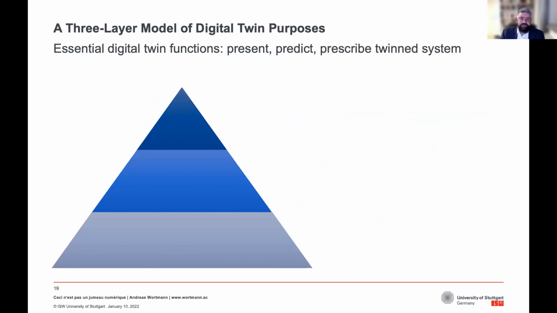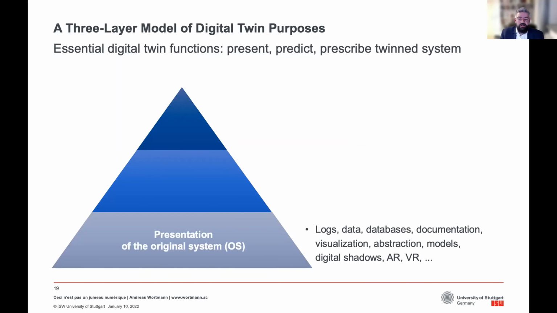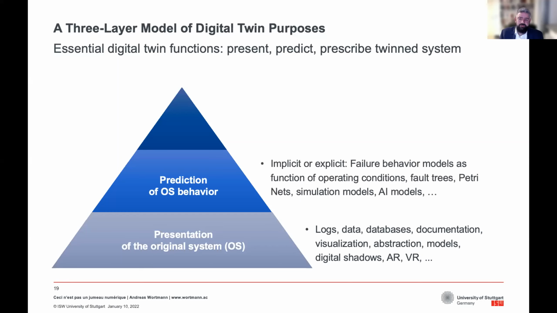We thought about that and came up with three main purposes of digital twins, again, based on this systematic mapping study. So the main purpose essentially is presenting the original system. Without presentation, without knowing what the system is doing, you can't do anything else. And this can be through logs, databases, models, whatever you have.